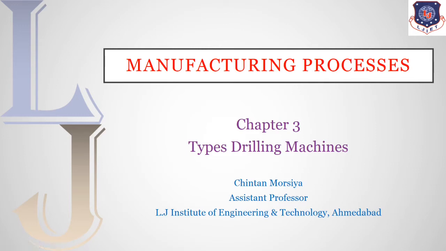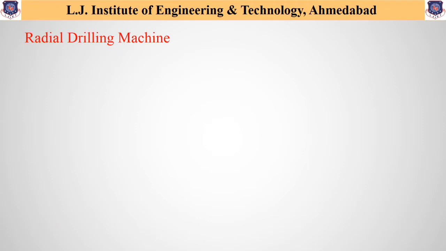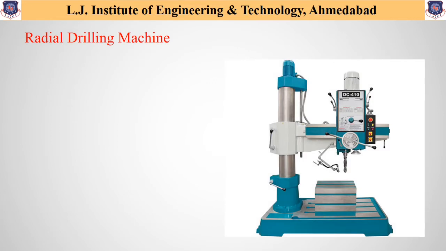Hello students, continuing our discussion on different types of drilling machine. In our previous lecture, we have discussed portable drilling machine, sensitive drilling machine, upright drilling machine and automatic drilling machine. Now continuing to the next and most important machine, that is the radial drilling machine. So let us have a look at a simple radial drilling machine and the different parts available on it.